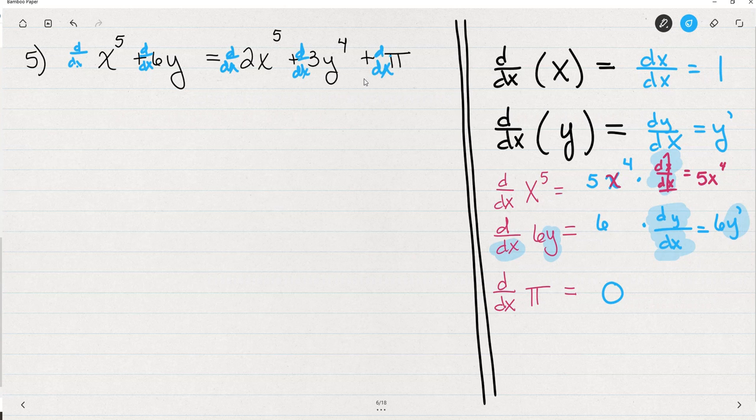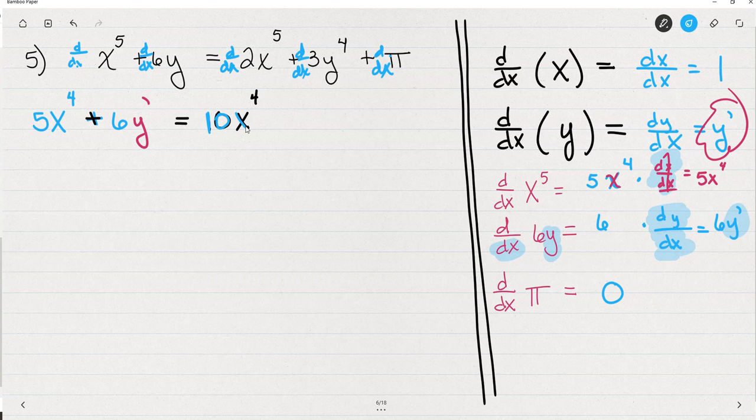So the derivative of x to the fifth with respect to x is 5x to the 4 times the derivative of x with respect to x, but that's just 1, plus 6 times the derivative of y with respect to x. So I'm going to write that as a y prime equals the derivative of 2x to the fifth. 2 times 5 is 10, x to the 4th.